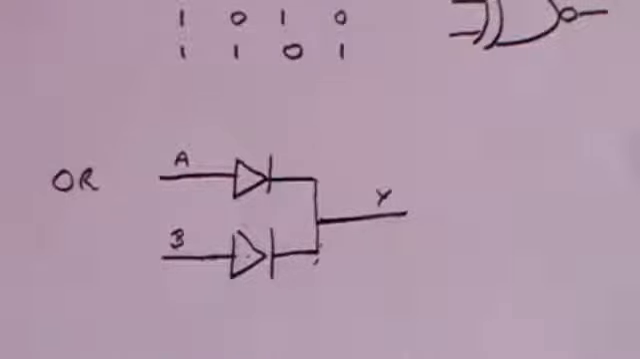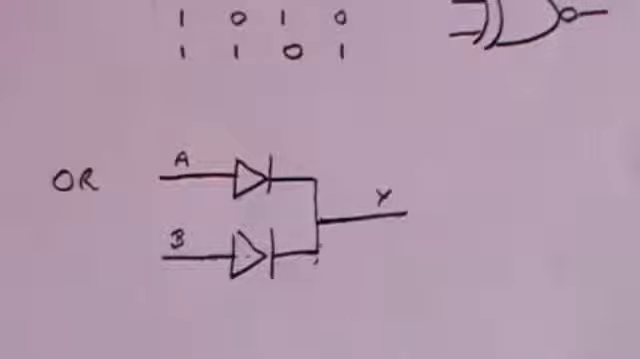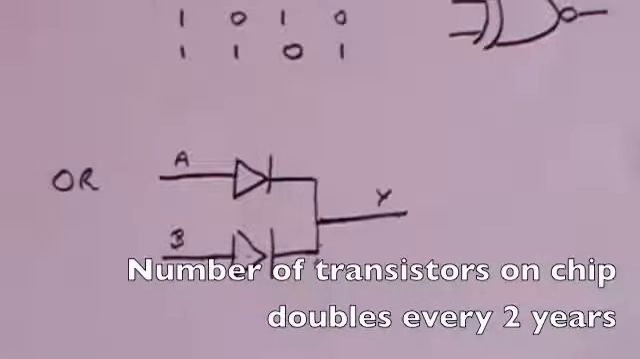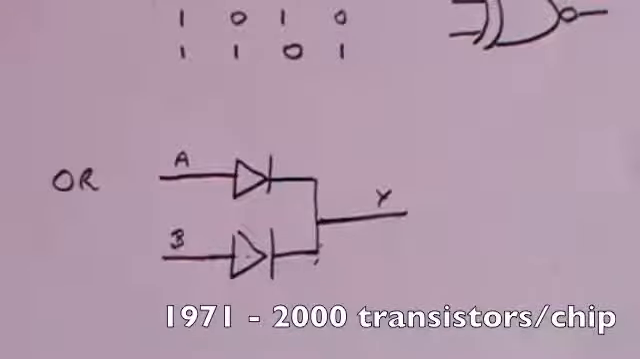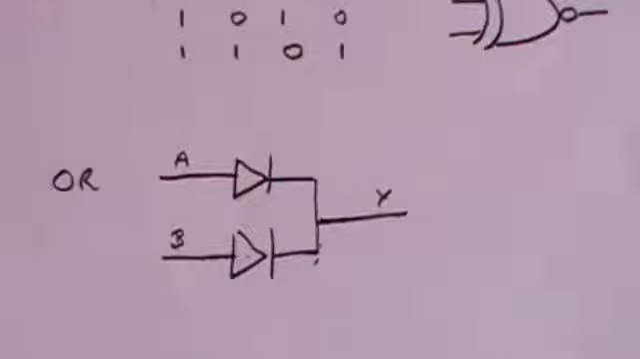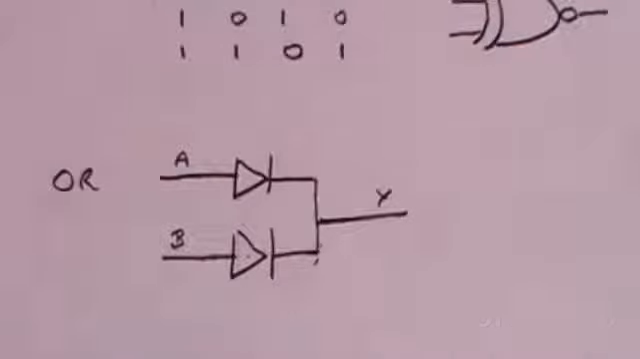an integrated circuit board. A scientist called Moore set up what became known as Moore's law back in 1965. He said that the number of transistors that you could get on a reasonable sized chip would double every 2 years. In 1971, they could get about 2,000 transistors on a chip by using this process of integrated circuit boards. Now, or in 2011, 2.8 billion transistors per chip are possible.